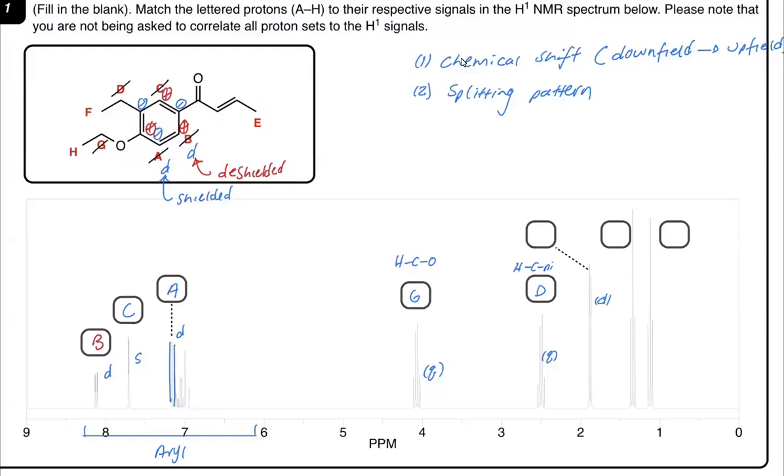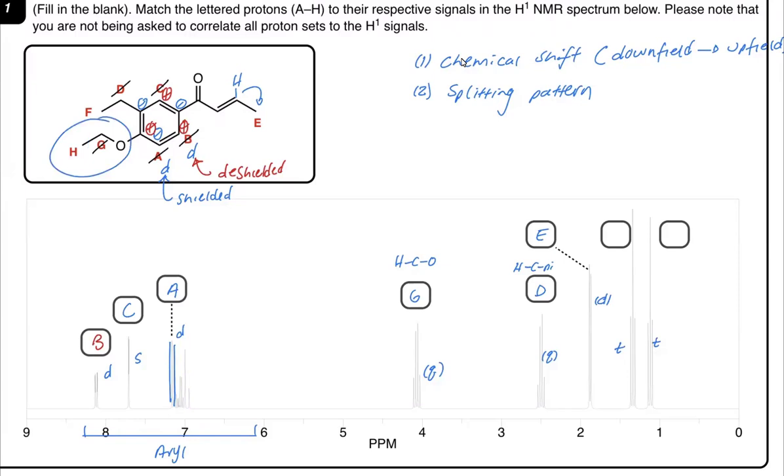Then I see a doublet, and that's different in splitting pattern from the remainder. So I could just use splitting pattern alone to identify that that doublet is E. E is split into a doublet by the one hydrogen adjacent to it. Then between the two triplets, I'm going to have to look at a subtlety in chemical shift. It's going to represent either F and H.